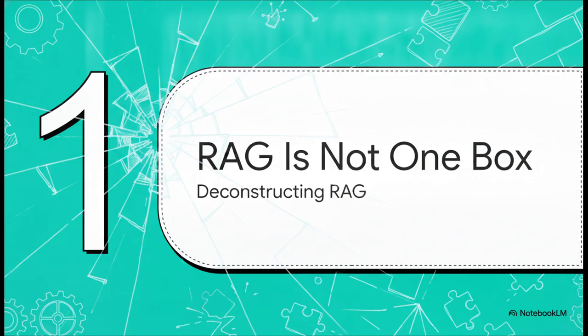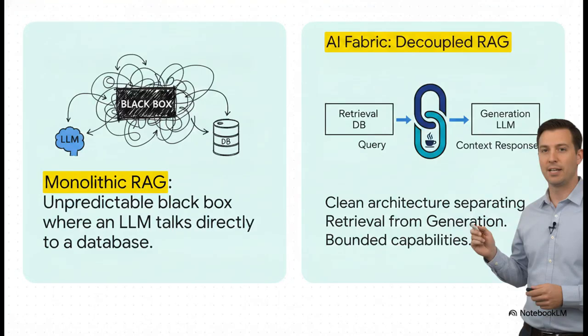RAG is not one box. We really have to start here by shattering a super common misconception about how AI workflows actually operate in a production environment. Comparing monolithic RAG to decoupled AI Fabric shows you exactly why we can't treat this like one magic box. In a monolithic setup, you basically have this unpredictable black box where an LLM is, for some reason, allowed to talk directly to your database. Yikes, right? But in a decoupled architecture like AI Fabric, we draw a hard line.